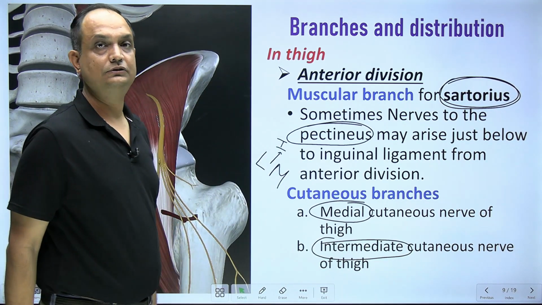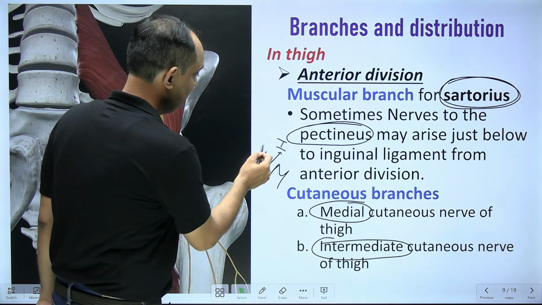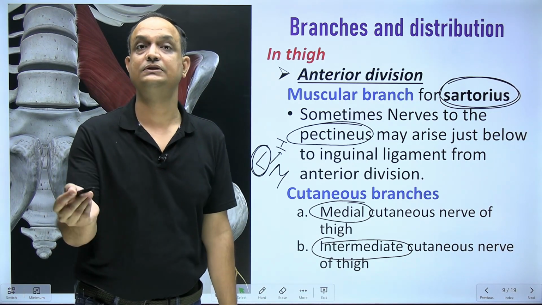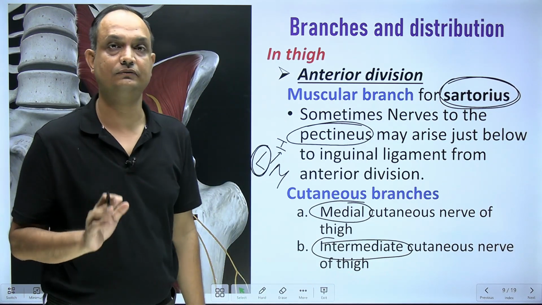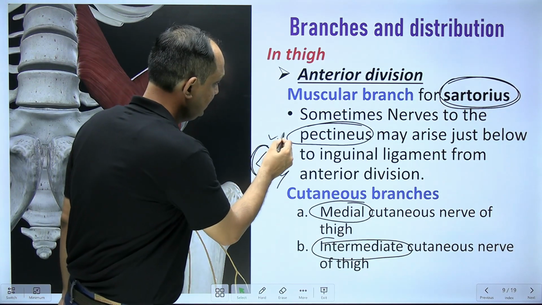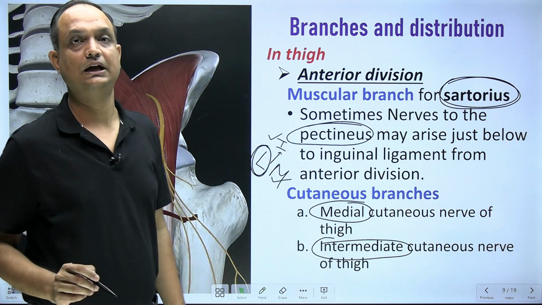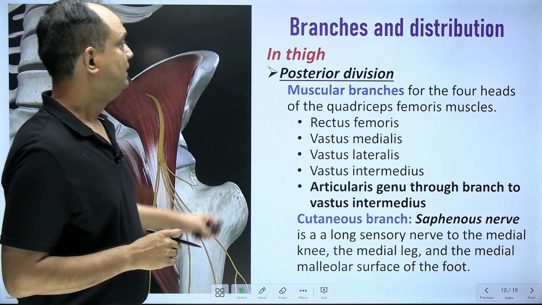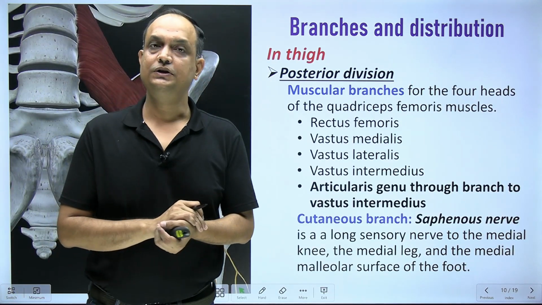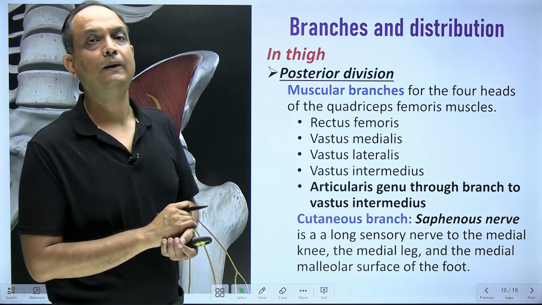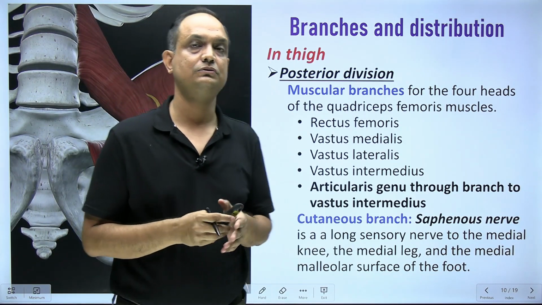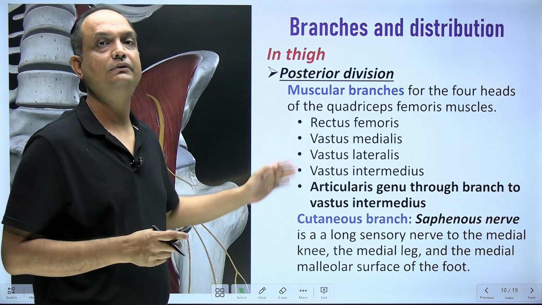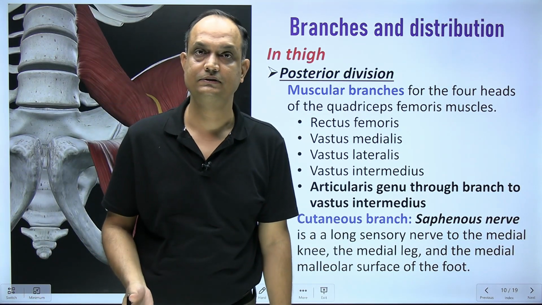But my dear students, you have to keep in mind that the lateral cutaneous nerve of the thigh is a direct branch of the lumbar plexus, which I just explained in the initial part of this lecture, while the intermediate and medial cutaneous nerves of the thigh are branches of the anterior division of the femoral nerve. Now when you go to the posterior division, it again gives branches to the muscle and to the skin. But along with that, the posterior division also gives branches to the joints.